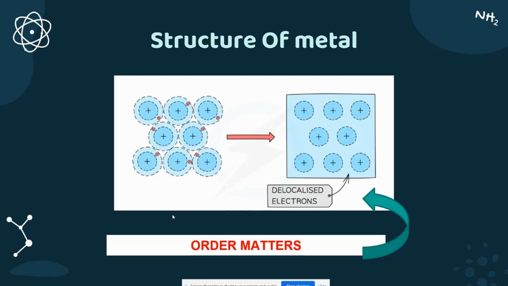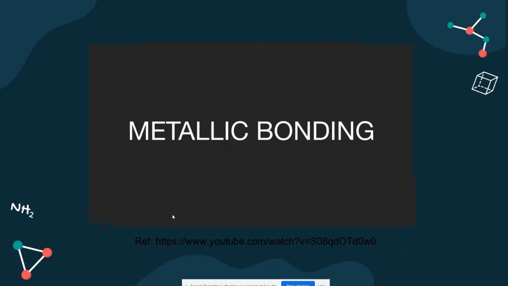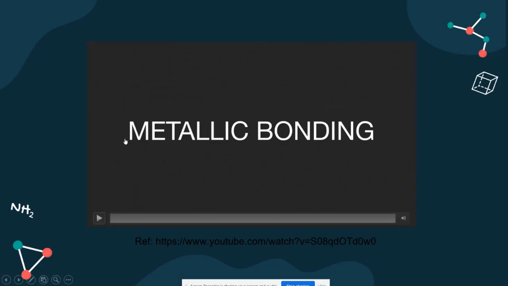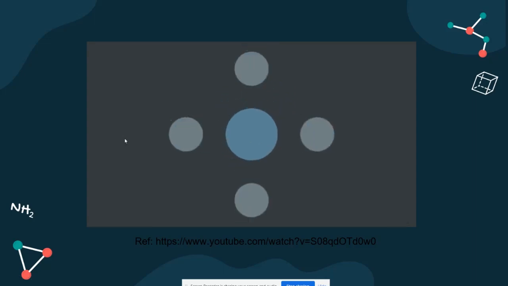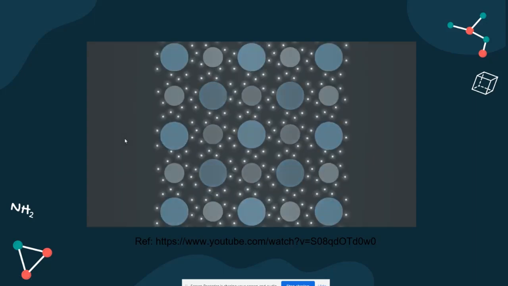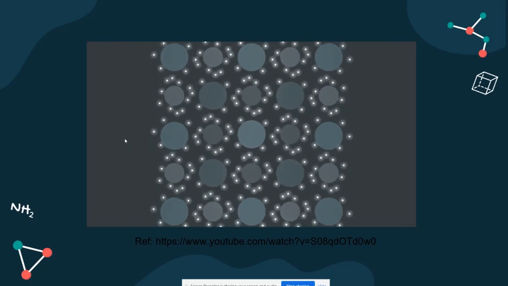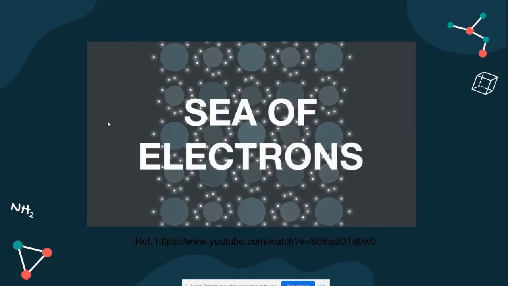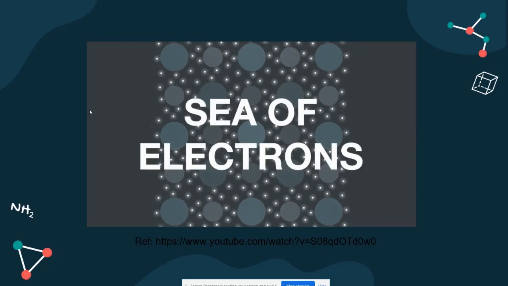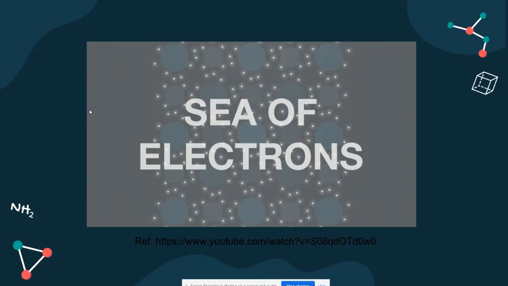To clear your view more, I would like to show you a video on metallic bonding. Describing the electrostatic attraction between the metal ions arranged in a lattice structure and the free-floating electrons around them. Since these electrons are free to move around, the term sea of electrons is also used. Hopefully, now it's very clear how the structure of metal looks and what are the terms you can use to describe metallic bonding.